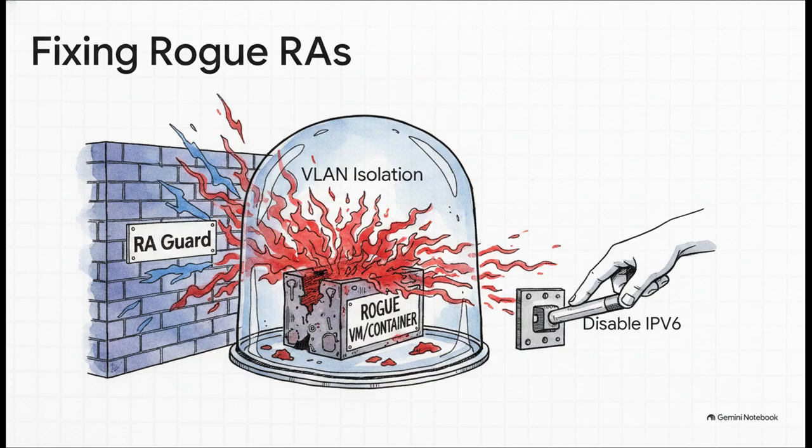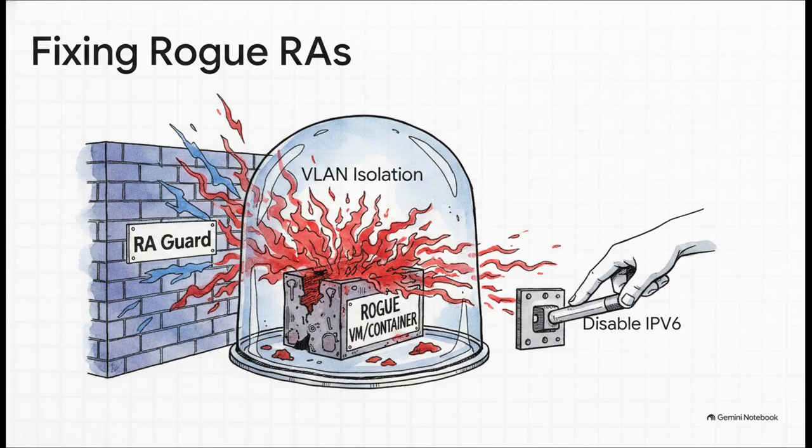Speaking of rogue devices, we have got to talk about rogue router advertisements. Oh man, this is a massive headache, especially if you've ever had a rogue Docker container accidentally broadcast itself as the gateway and basically black hole half your subnet. We've all been there, right? When these hijack your traffic, here are your exact actionable fixes.